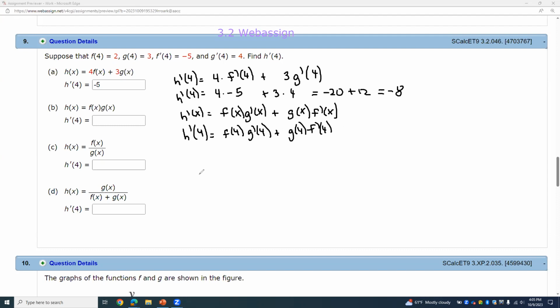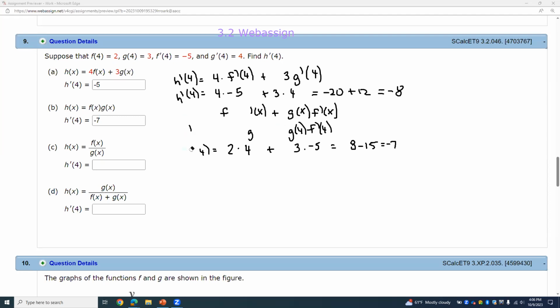So slightly more complicated, right? But again, as long as you hopefully keep track of what the problem is asking you, hopefully it doesn't get too terrible. Okay, so f of 4 is 2. The derivative of g at 4 is 4, plus g of 4 is 3 times the derivative of f at 4, which is -5. Okay, so for this problem, we would just have 8 essentially minus 15, which is -7. Hooray! Okay, next type of problem. Again, they're slowly increasing in difficulty.